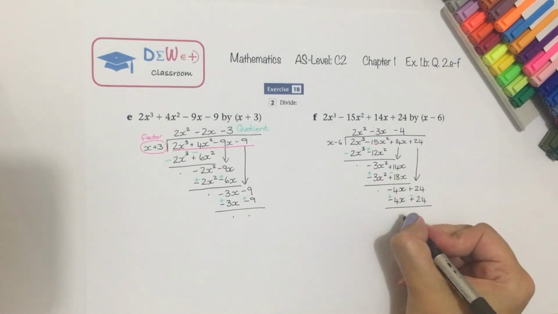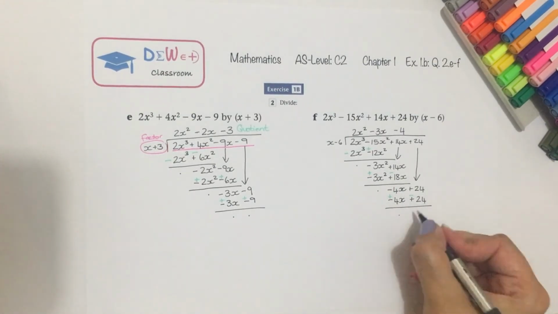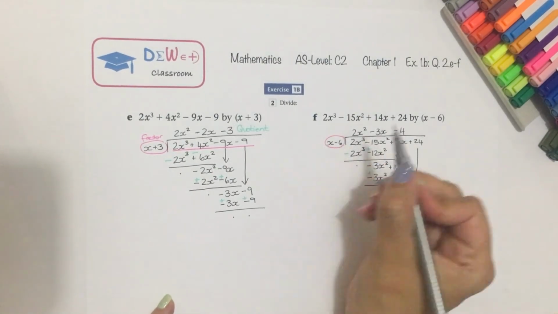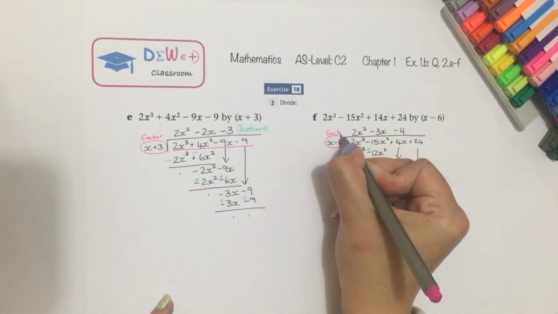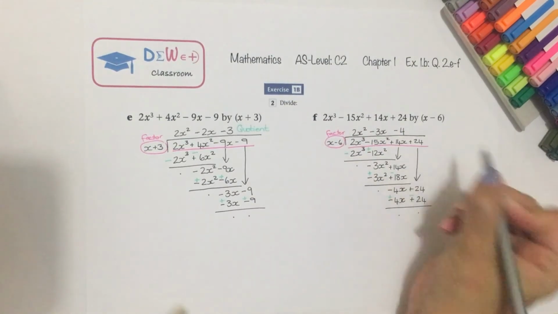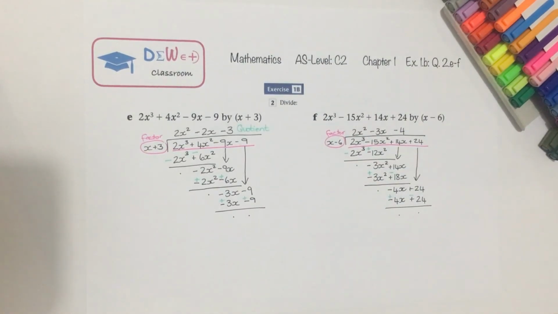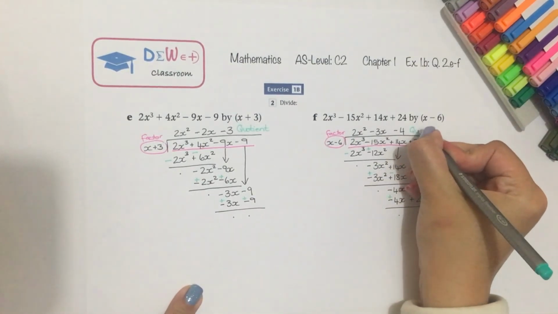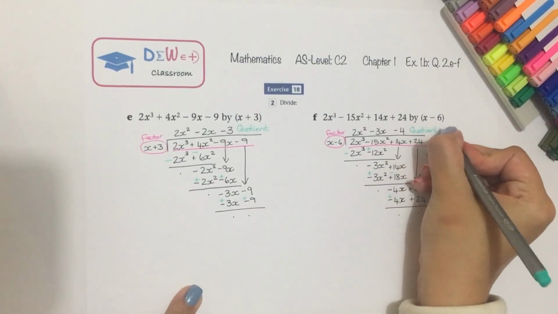Minus 4x plus 4x is 0. Plus 24 minus 24 is also 0. So we can say that x minus 6 is a factor of that polynomial, and our answer, x squared minus 3x minus 4, is also known as the quotient.